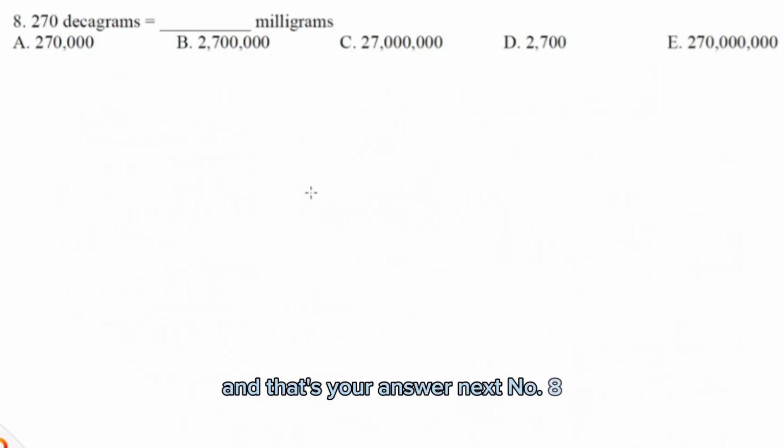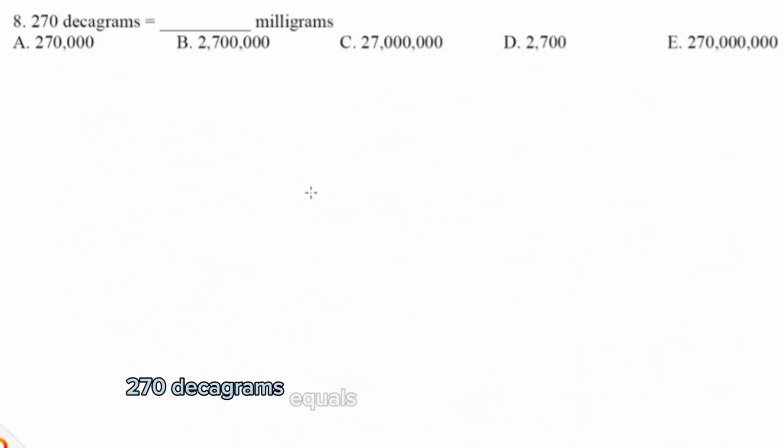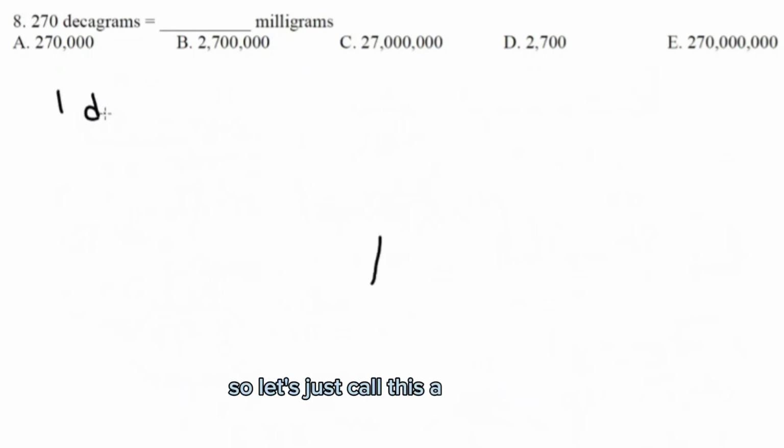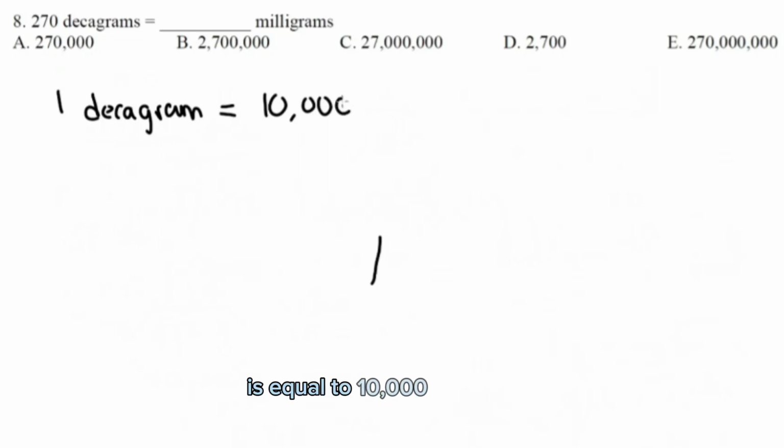Next, number 8. 270 decagrams equals how many milligrams? Alright, so when doing conversion problems, you just have to memorize what the rate is of conversion. So 1 decagram, so let's just call this a decagram, is equal to 10,000 milligrams.